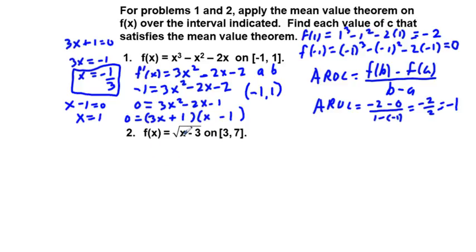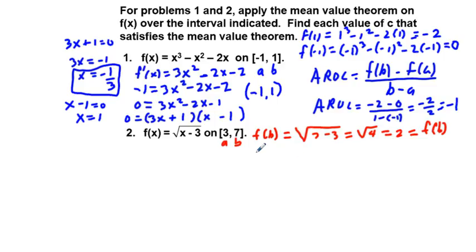Okay, problem 2, f of x equals square root of x minus 3 on the interval of 3 to 7. Same thing as above, we need our average rate of change, f of b minus f of a over b minus a. So we're going to find f of b, and we're going to let a equal 3 and b equal 7. So f of b is equal to square root of 7 minus 3, which equals square root of 4, which equals 2. So that's going to be our f of b.